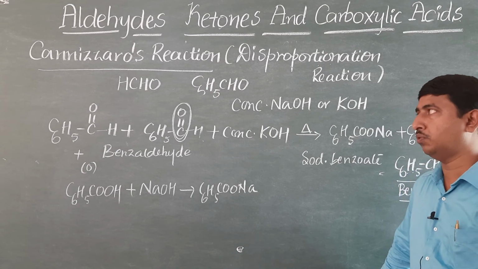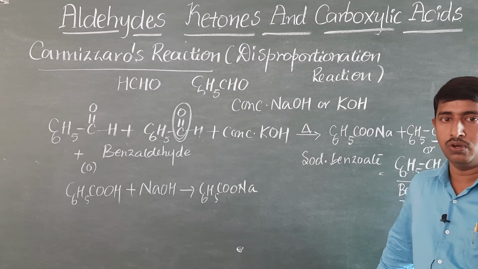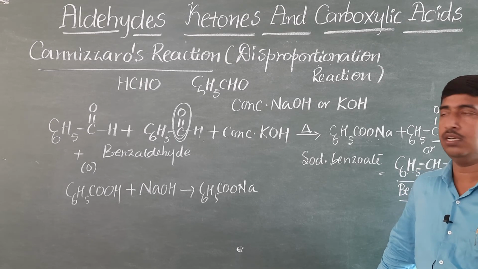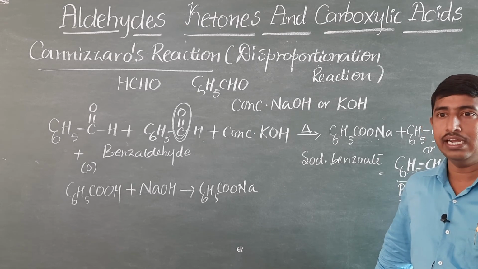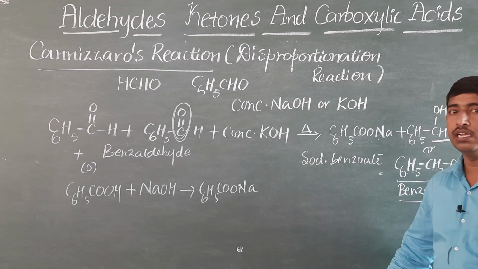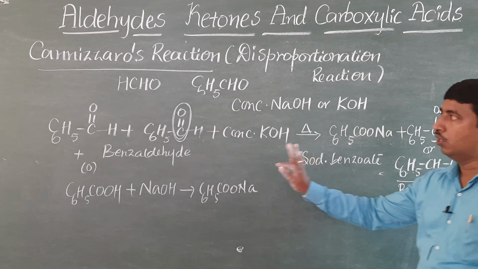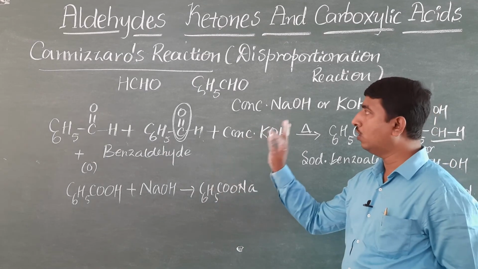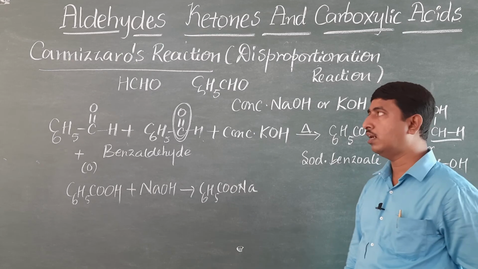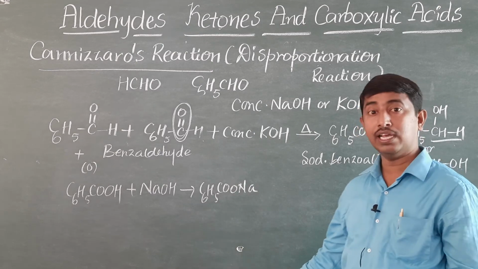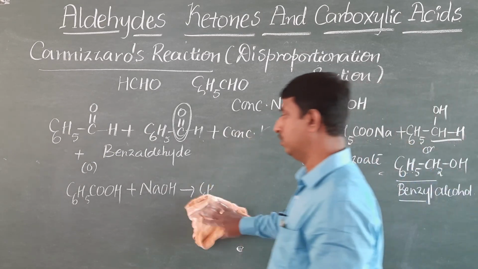Because HCHO does not possess any alpha hydrogen. Or C6H5CHO undergoes Cannizzaro's reaction because benzaldehyde, C6H5CHO, does not contain any alpha hydrogen, so it readily undergoes Cannizzaro's reaction. Don't write any other examples. You have to take either formaldehyde or benzaldehyde for Cannizzaro's reaction. Only these two aldehydes undergo Cannizzaro's reaction, whereas the remaining aldehydes and ketones contain alpha hydrogen.